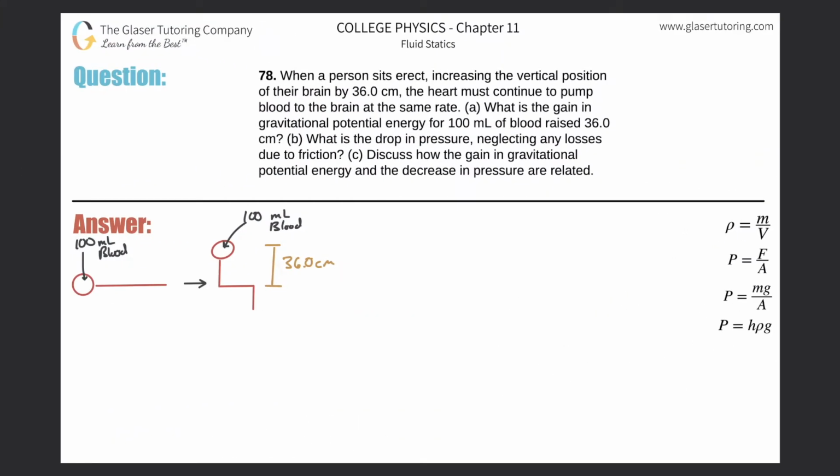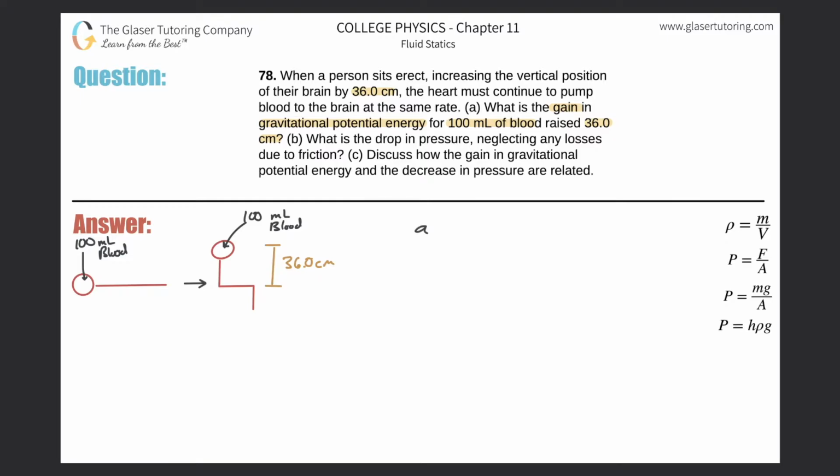Number 78. When a person sits erect, increasing the vertical position of their brain by 36 centimeters, the heart must continue to pump blood to the brain at the same rate. Letter A. What is the gain in gravitational potential energy for 100 milliliters of blood raised 36 centimeters?